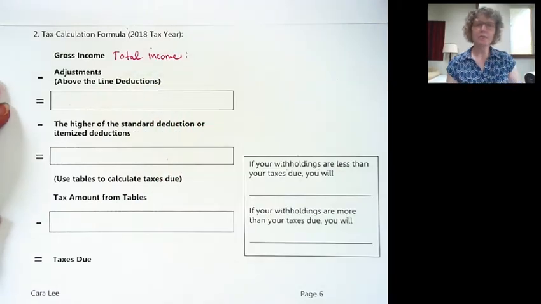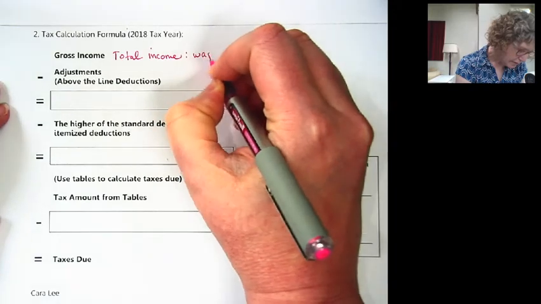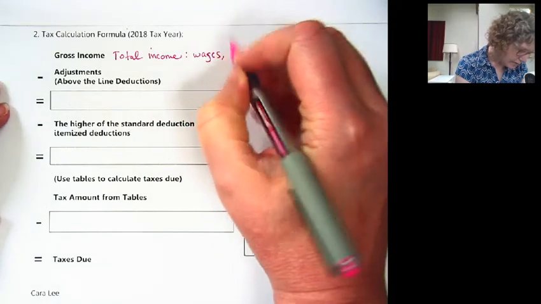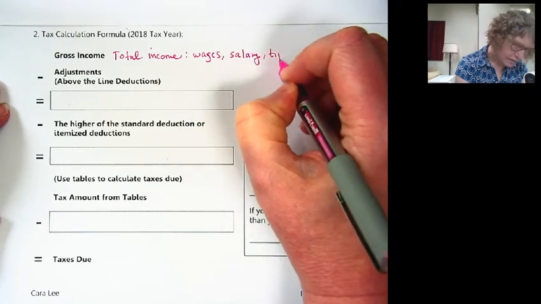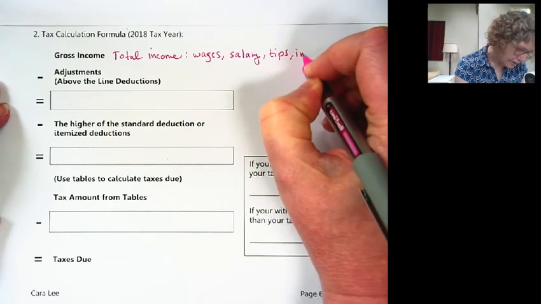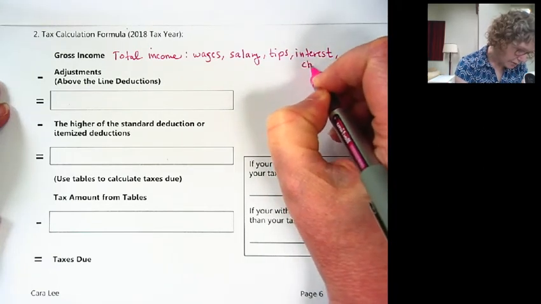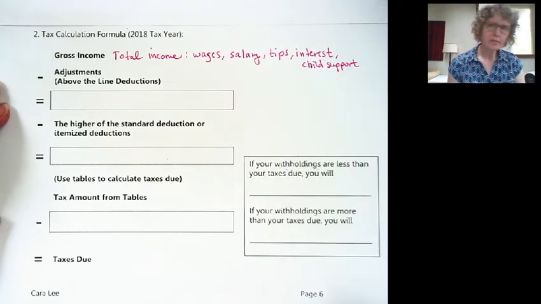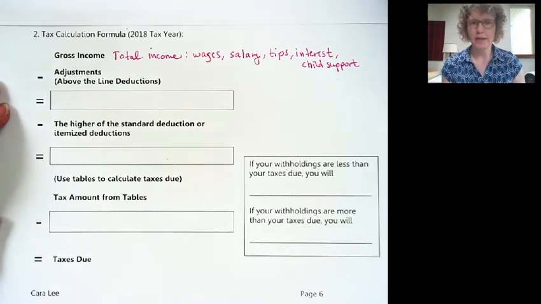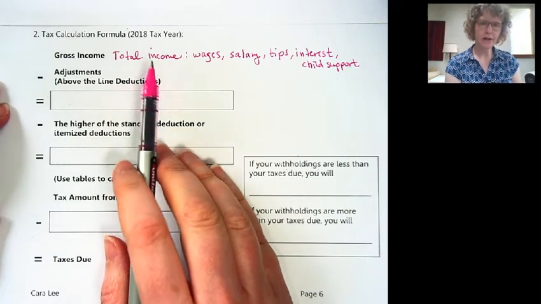It could be from one source or more sources. So this would be any wages, salary, tips, interest, and also things like child support or alimony, any kind of income that you have. Okay, total that all up, and that's your gross income. But we don't pay taxes on that.